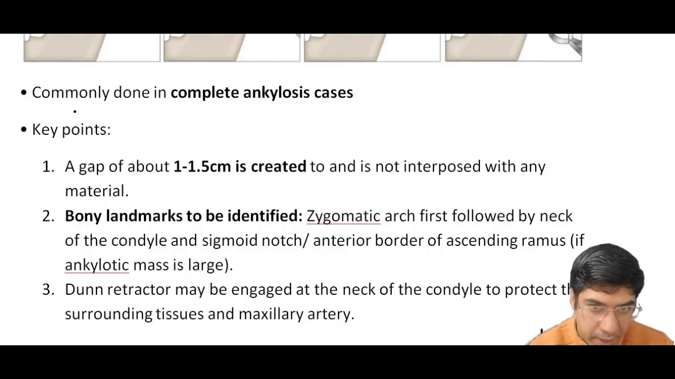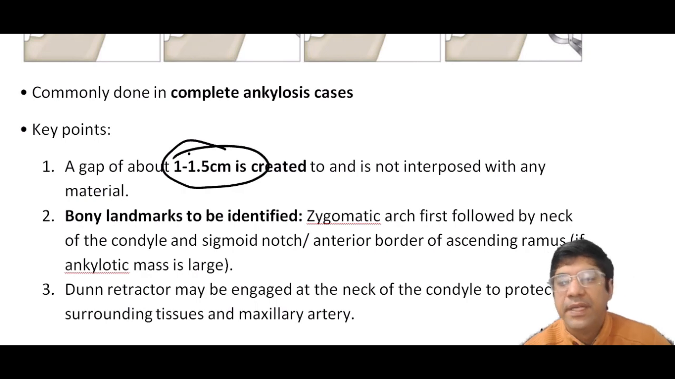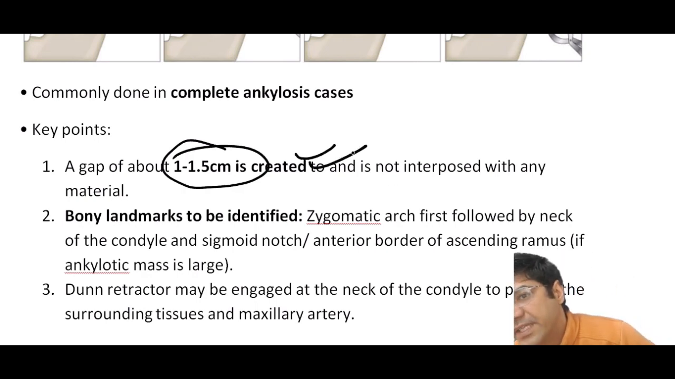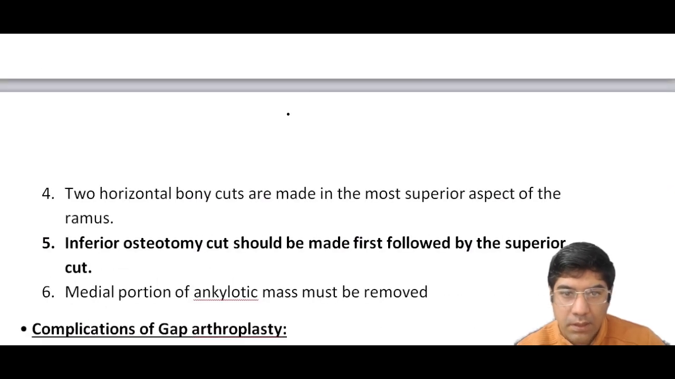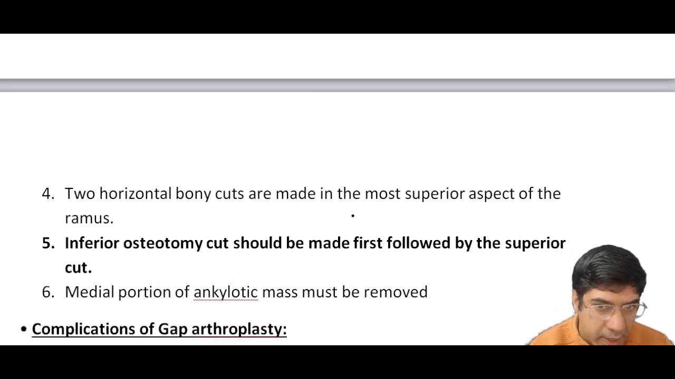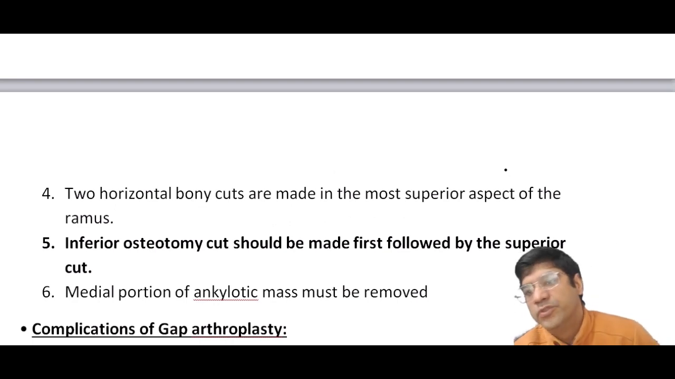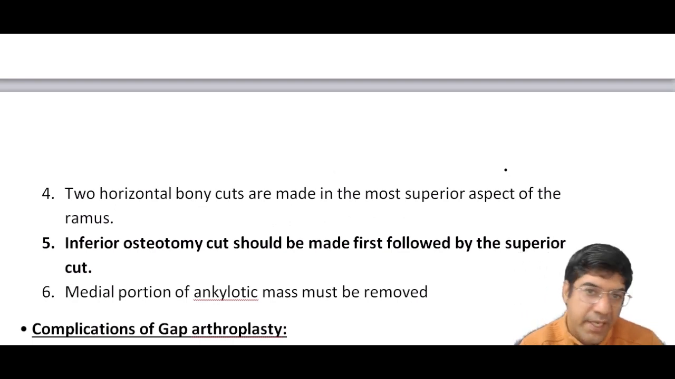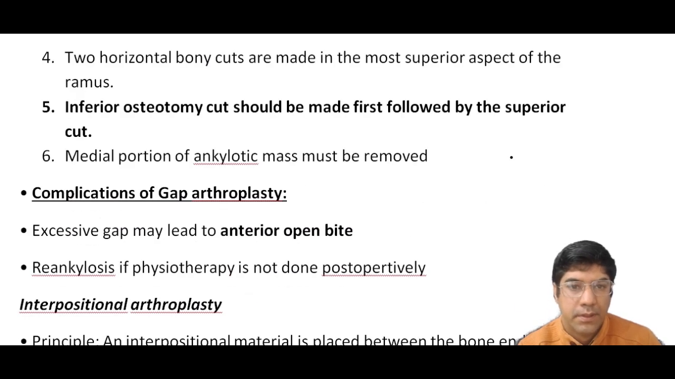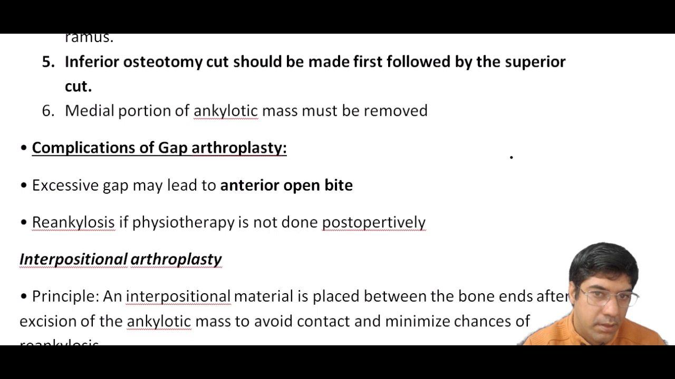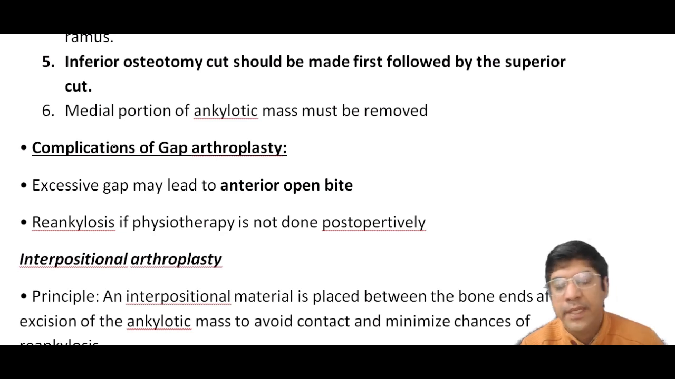So remember, a gap of 1 to 1.5 centimeter is required. It is created. Remember, two horizontal bony cuts are made in the most superior aspect of the ramus. The inferior cut should be made first, followed by the superior cut. Complications of a gap arthroplasty: excessive gaps may lead to anterior open bite. There may be re-ankylosis.